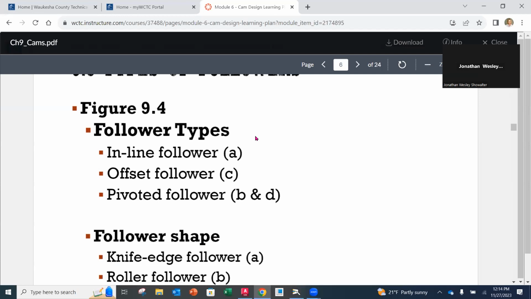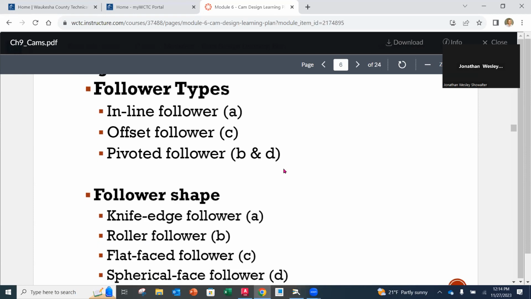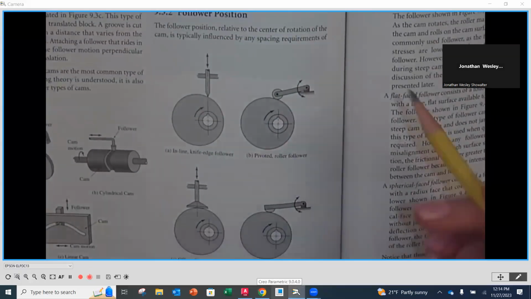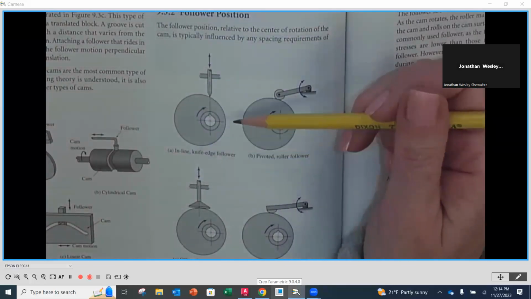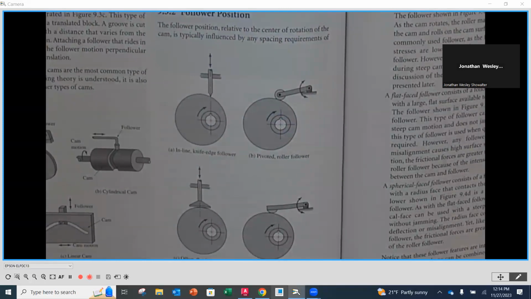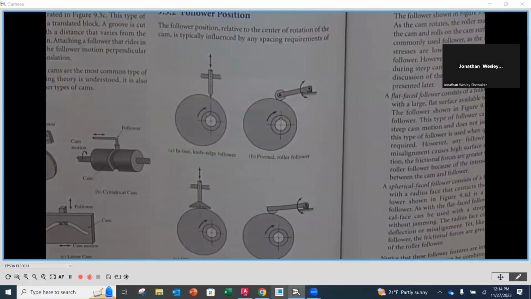Now, with cams, there are a lot of different types of followers as well, and there's a couple of canned ones, if you would. So the follower types and the follower shapes that are most common are going to be over here in the second column. So the cam is this portion right here that is going to be rotating on a cam shaft. And then the follower is going to be the output motion, if you would. The cam is always the input. The follower is going to be the output.